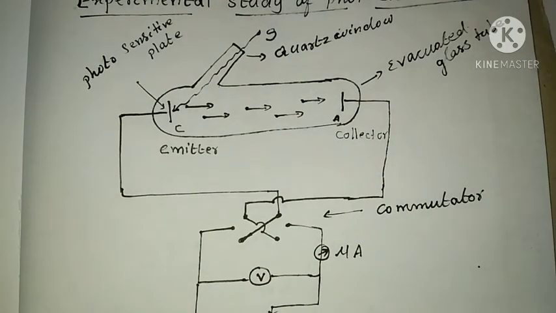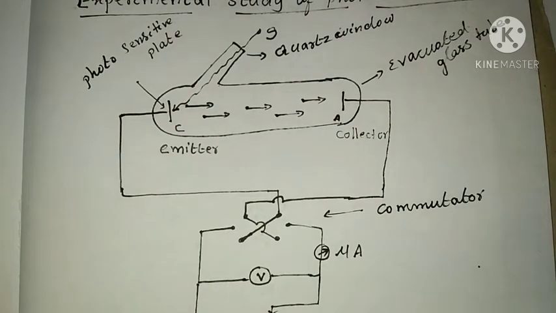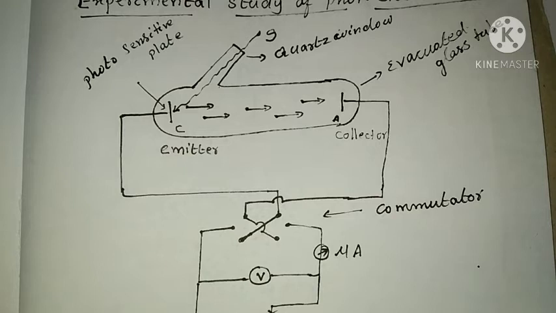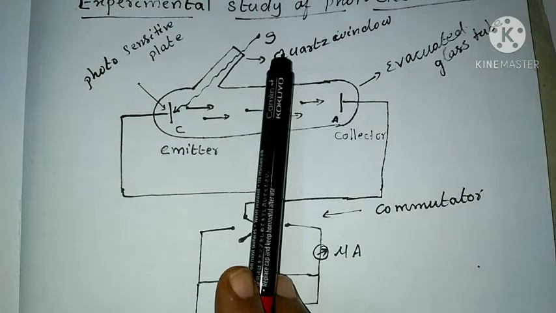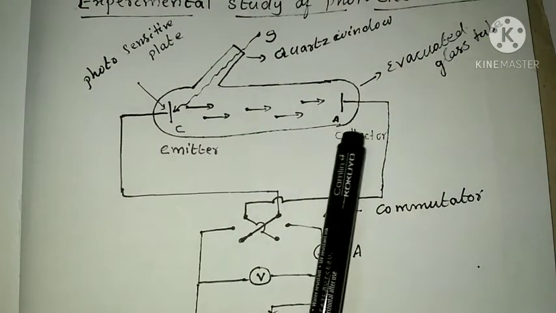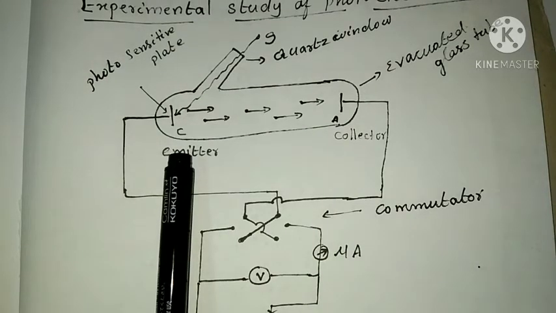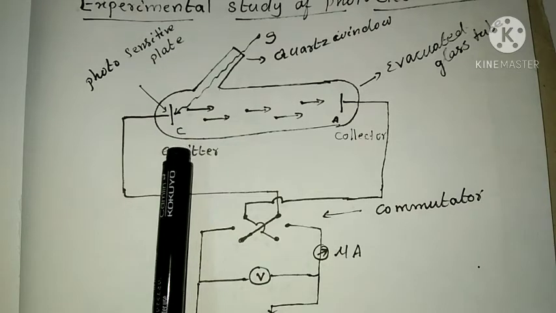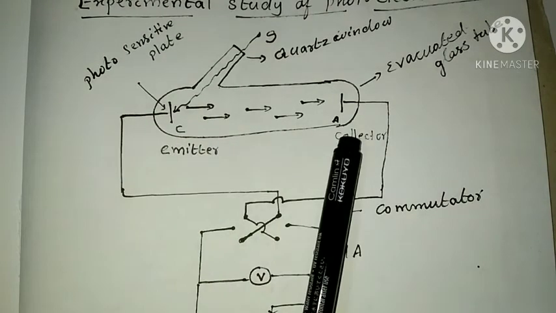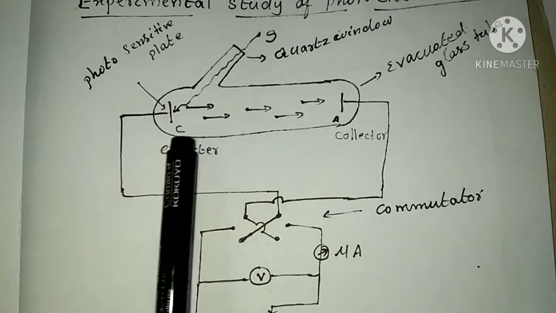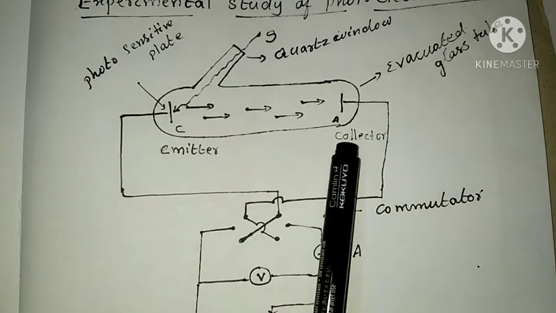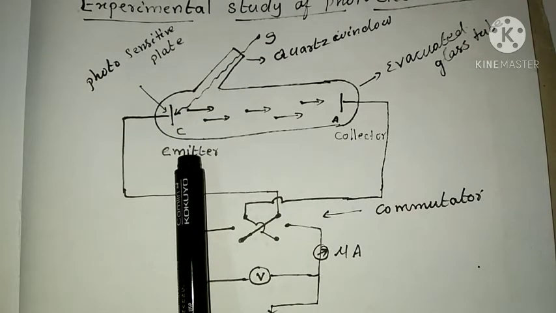Now we are going to study the effect of intensity of light on photocurrent. That means how the photocurrent varies when the intensity of light varies. First you have to keep the frequency of the light source fixed and the accelerating potential fixed. That is, the emitter plate is at negative potential and the collector plate is at positive potential. We can fix the polarity: collector A is maintained at a positive potential with respect to the emitter C.